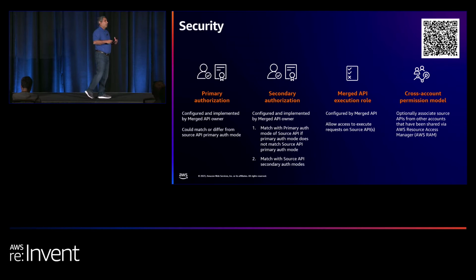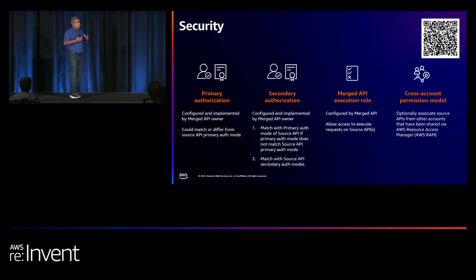Along with that, the popular authorization methods already supported with AppSync are supported with merged APIs also. Like you can place an IAM authorization or a Cognito user pool or OIDC or Lambda authorizer for your merged APIs as well, like any other AppSync API, right?